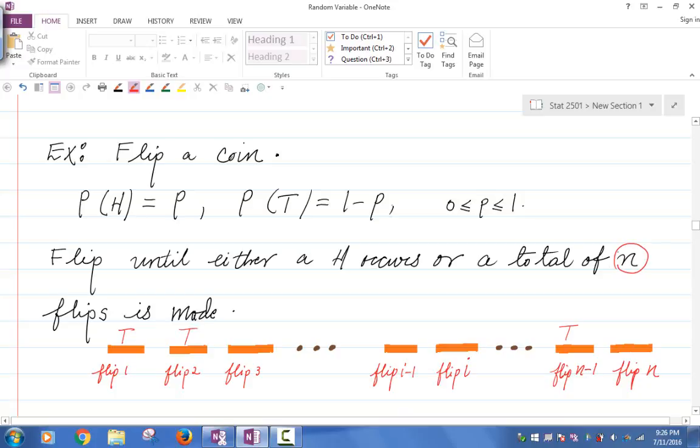So this positive integer n is going to be the maximum number of flips that will be allowed. What it means is that if we get tails on the first n-1 flips, then we stop after the nth flip, no matter what we get on the nth flip.